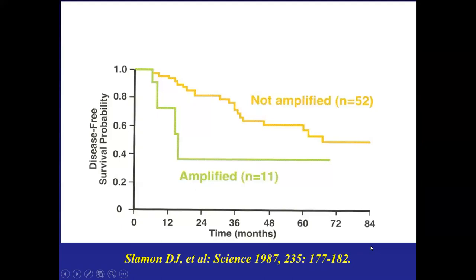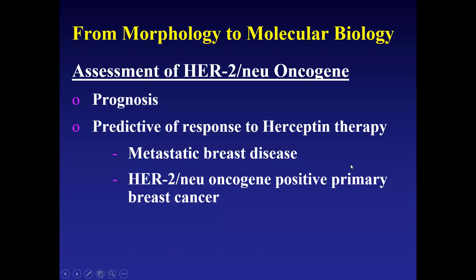And this is the seminal and initial report by Dr. Slamon, who really pioneered the concept, and his discovery and work on the HER2 oncogene really led to a revolution in the way breast cancer is treated. He clearly showed that breast cancer cases with no amplification of the HER2 oncogene do much better than patients that show amplification of the HER2 oncogene. So from that point of view, this has really changed the entire pattern of practice of breast care in respect to prognostic and predictive factors.